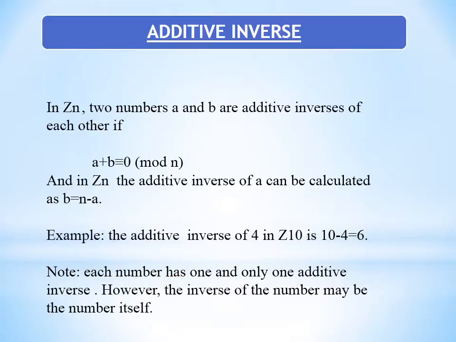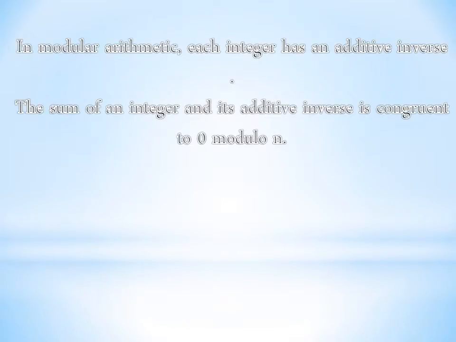Note, each number has one and only one additive inverse. However, the inverse of the number may be the number itself. In modular arithmetic, each integer has an additive inverse. The sum of an integer and its additive inverse is congruent to 0 modulo n.